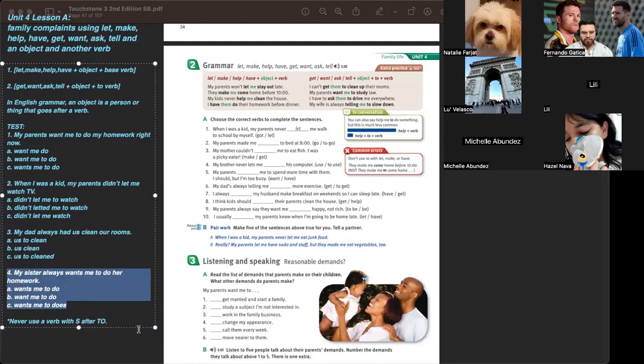Never use a verb with S after to. Oh yeah, never use the verb with S after to, because look, A and C in number 4 are very similar. Okay. But you never use the S after to. Okay. Thank you. All right.